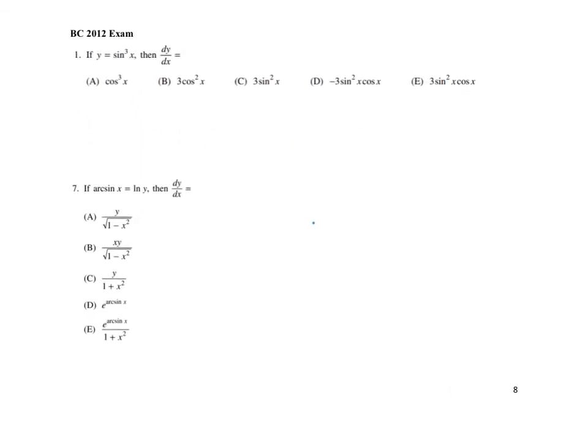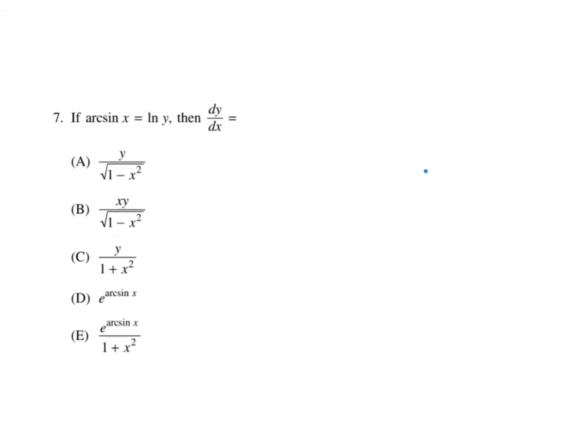Okay, here I want to fast forward to number 7. This is actually now on the BC 2012 exam, and I want to do a quick implicit derivative review with you. So an implicit function is a function for which we would have x's and y's on one side.